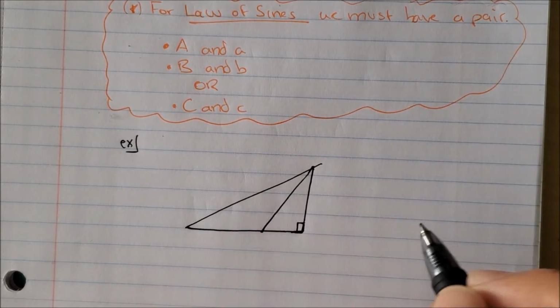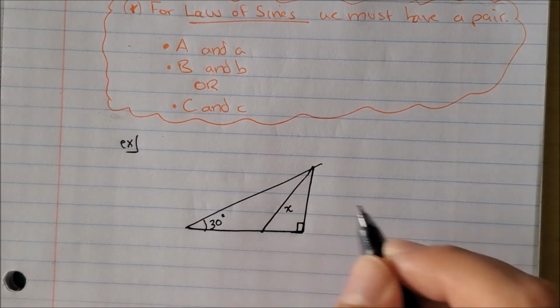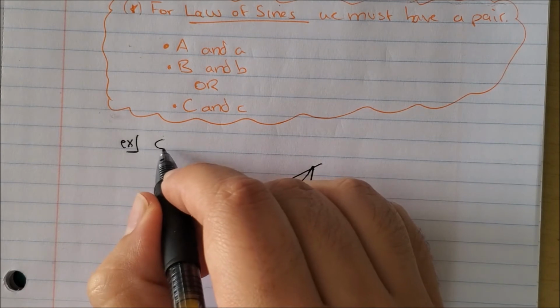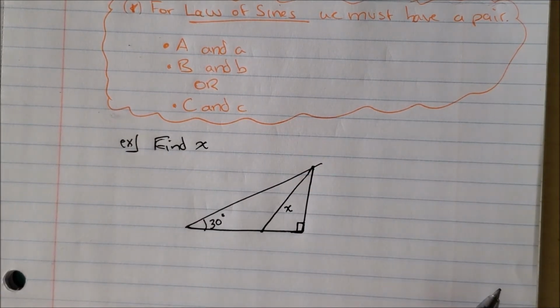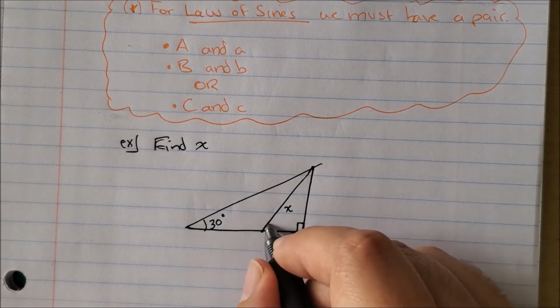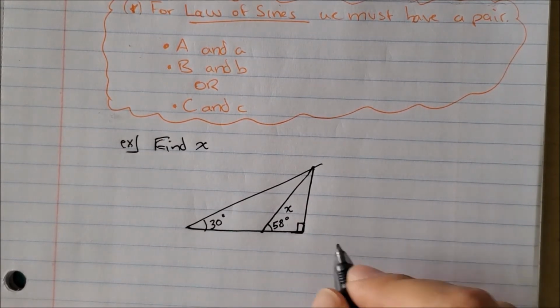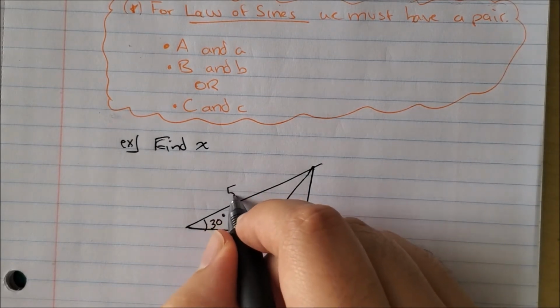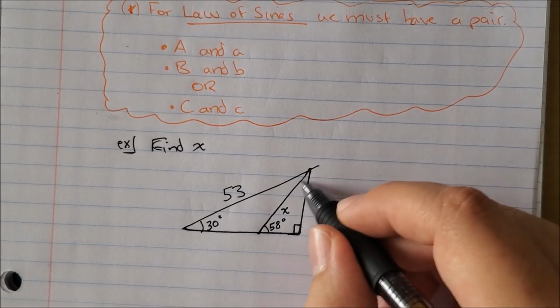So this is 30 degrees. This was called X. We're trying to find X. And what else are we given? So that's 90 degrees. This is 58 degrees. That's 90 degrees. And we know that this is 53 degrees. Or sorry, excuse me, this is 53, the side. So now we're trying to find X. We're trying to find this side.